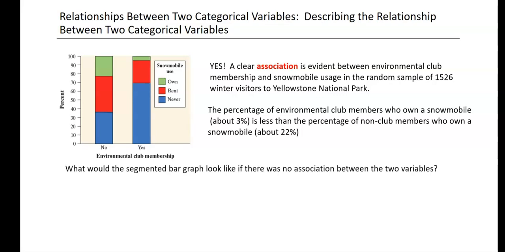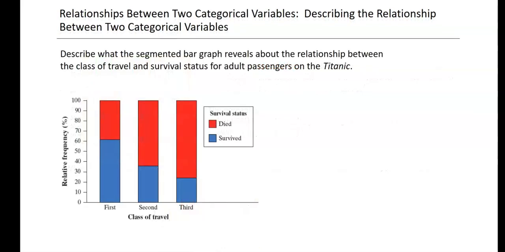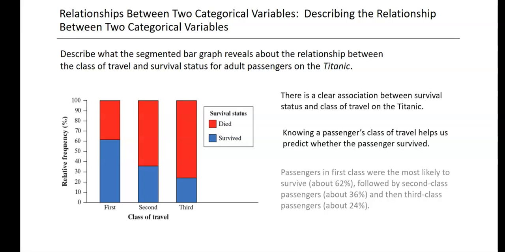What would it look like if there's no association? So what would that graph look like? It would look like that, right? So if they were exactly the same or pretty similar, then you might say, oh, there doesn't seem to be much of an association here because I can't make a prediction. If they're yes, they're in the club, they're not more likely to own a snowmobile or something. They seem to be about equally likely. This one, is there an association between class of travel and whether you survived or not? Yes, there's a clear association, right? For sure. Okay, that's your lesson for today.